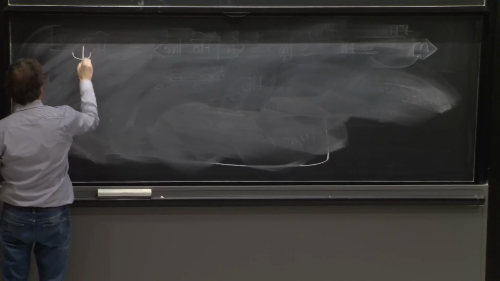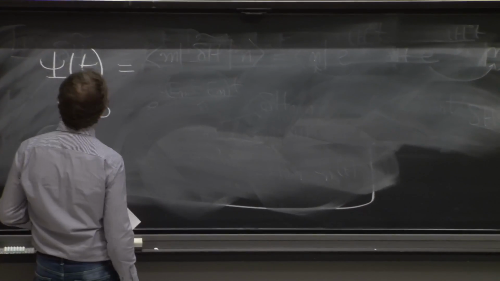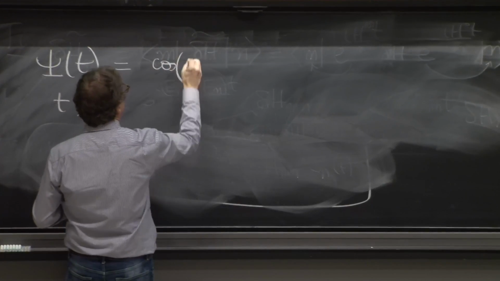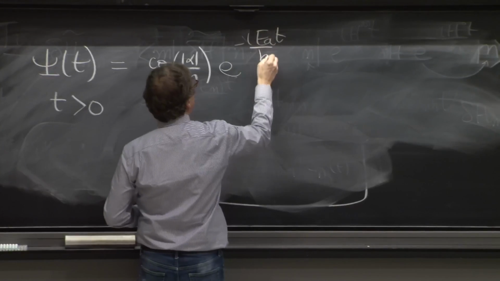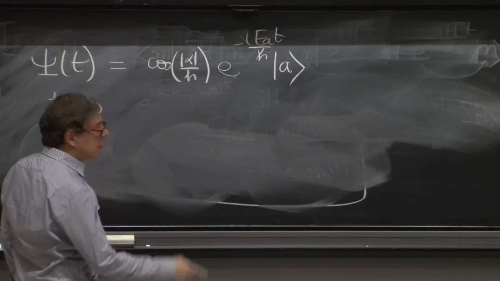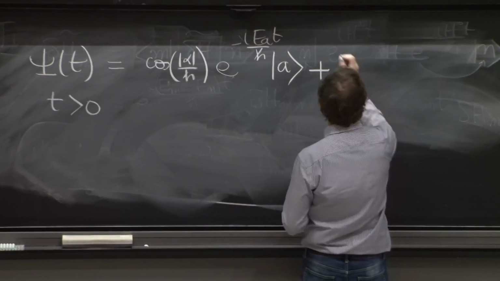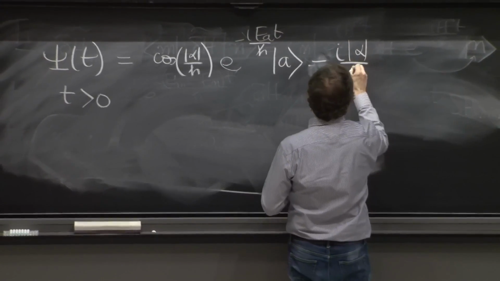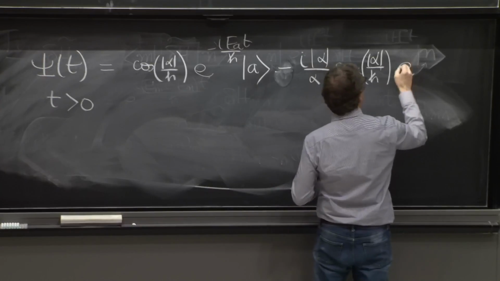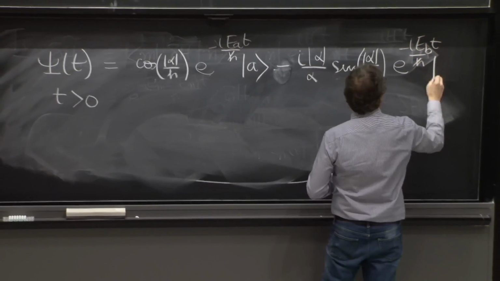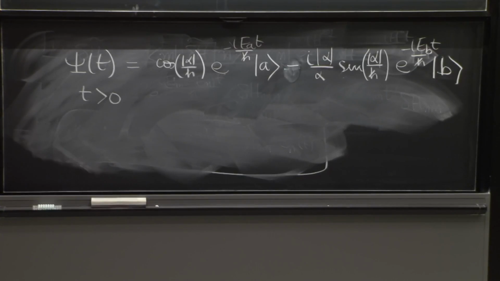And what is the answer? Psi of t for t greater than 0 is the coefficient CA, which was cosine of the length of alpha over h bar, times e to the minus i E_A t over h bar, state A. Remember, the solution is CA e to the minus i E t over h bar. And then the other one, which is minus i alpha over the length of alpha, sine of the length of alpha over h bar, e to the minus i E_B t over h bar, state B. That is the state after the delta function has turned on.